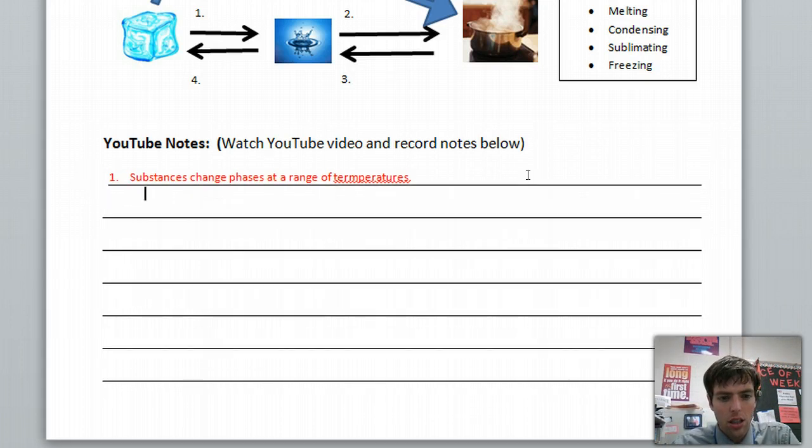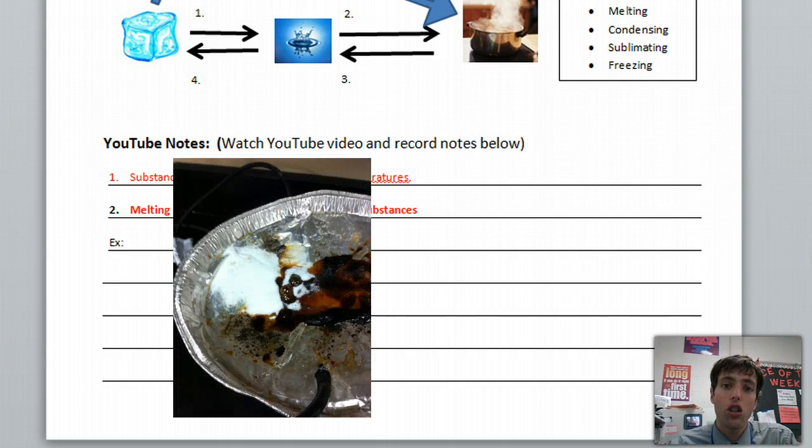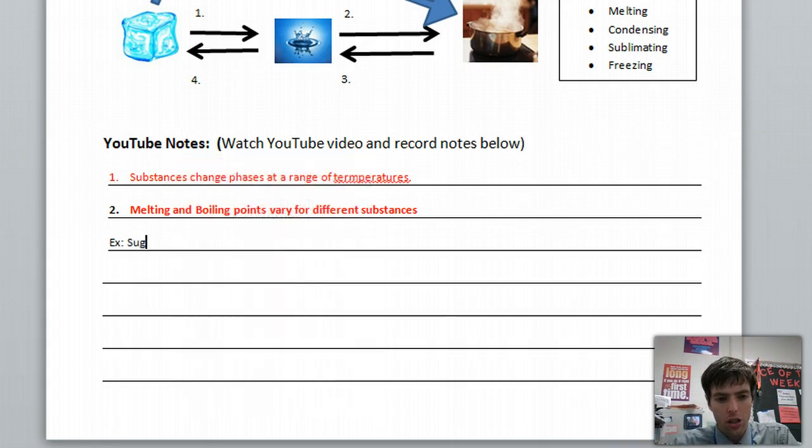And let's come down here and we're going to write melting and boiling points vary for different substances. For example, do you guys remember when we did that stations activity in the science lab and we looked at the sugar that was being melted into caramel? Well, sugar's melting point is 146 degrees Celsius. So that's quite a bit different from water.